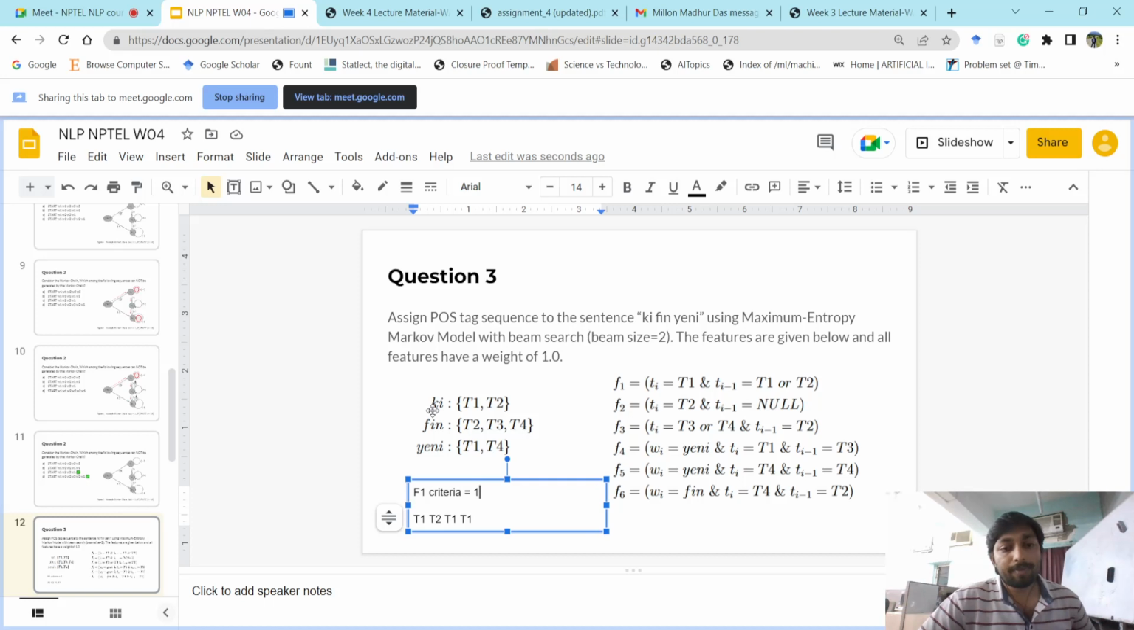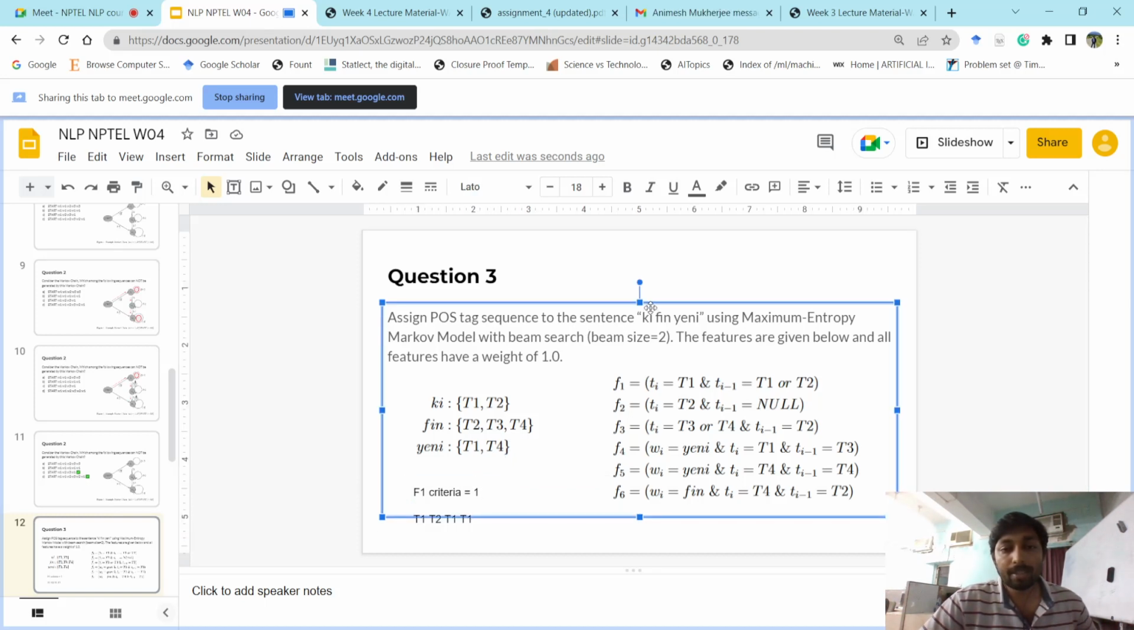And we have these words with their possible POS tags. So ki can be T1 or T2, fin can be T2 to T4, and ene can be T1 and T4. Now we have to assign a POS tag sequence to the sentence ki, fin, and ene using this maximum entropy Markov model.